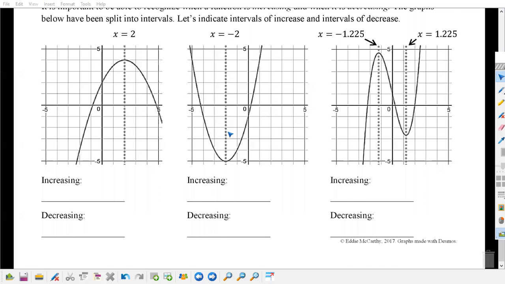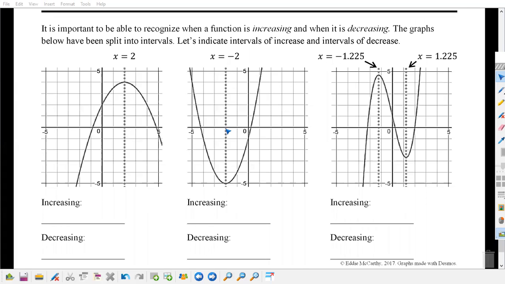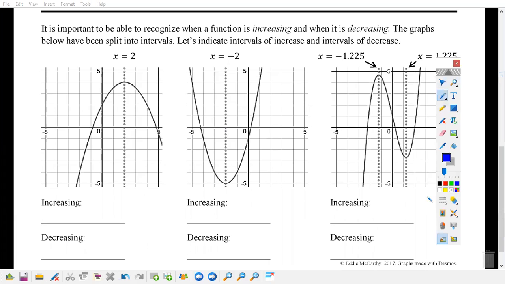All right, so we're talking about increasing and decreasing. When you're increasing and decreasing, you want to find your max and or min. So in the first problem here, we have a maximum. Do we agree? This is a maximum, and we have a maximum at (2, 4).